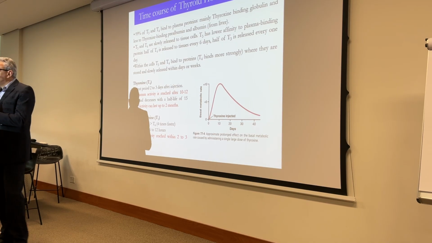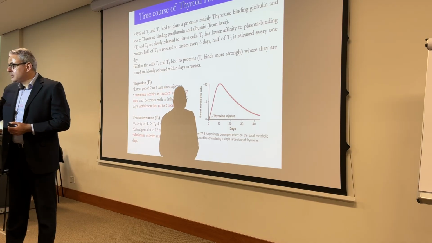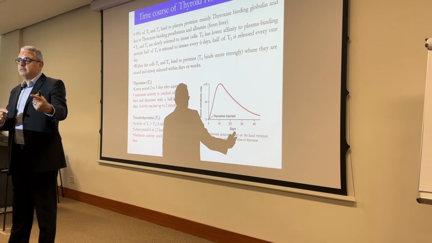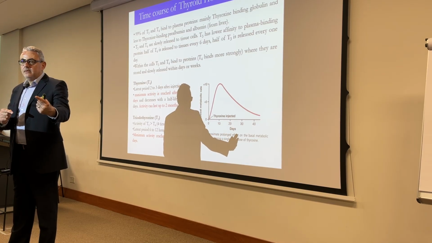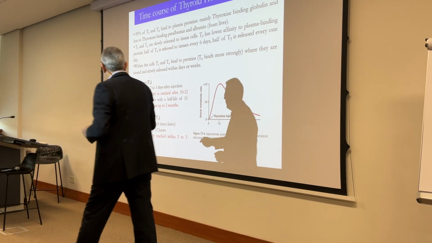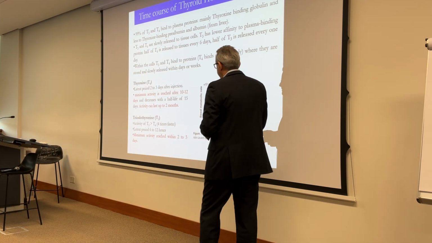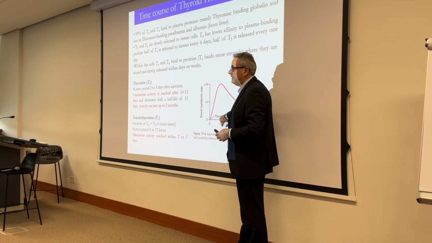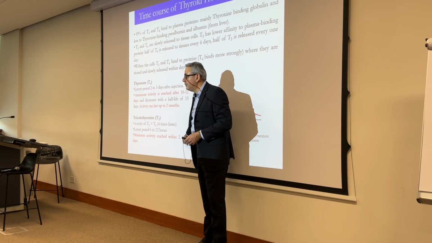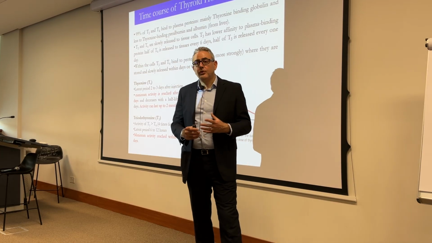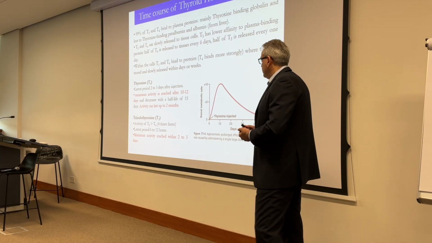But it takes time between when you inject thyroxine in the bloodstream until the effect is seen. So this is the latent period. And if you compare T3 to T4, T4 can reach its maximum effect after 10 to 12 days, while T3 can do it within 2 to 3 days. And T3 is more potent, as I mentioned to you before.